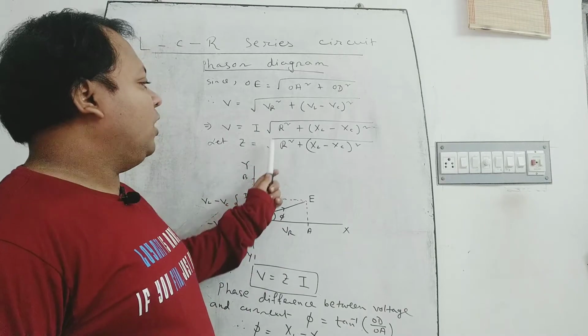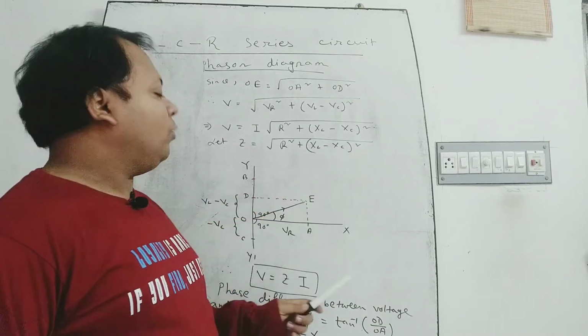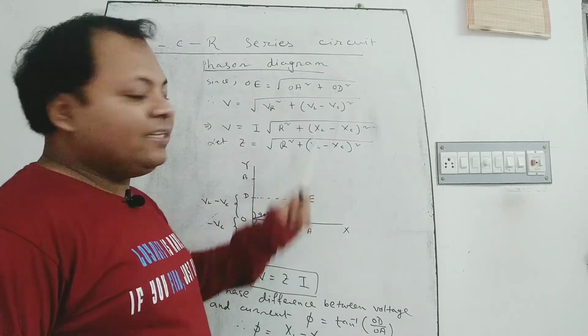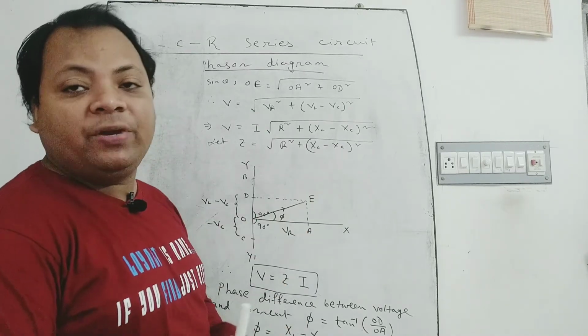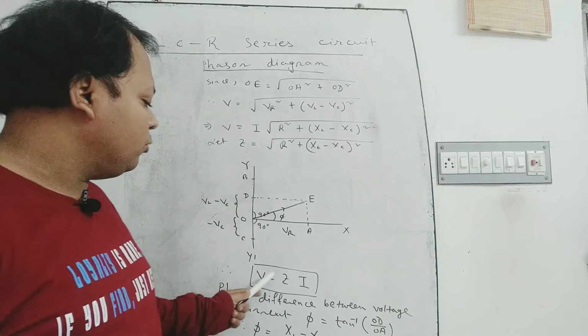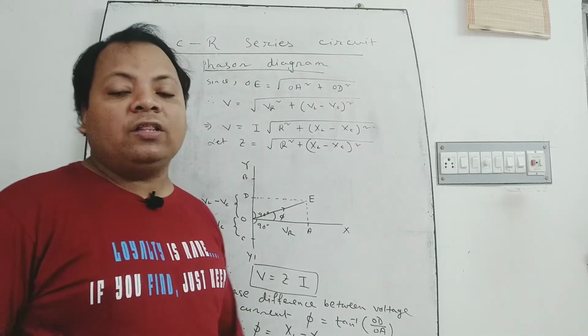Let Z be equal to under root of R square plus XL minus XC whole square, where Z is known as the impedance of the circuit. Here XL is the impedance across the inductor and XC is the impedance across the capacitor. Therefore, we can write V is equal to I into Z.